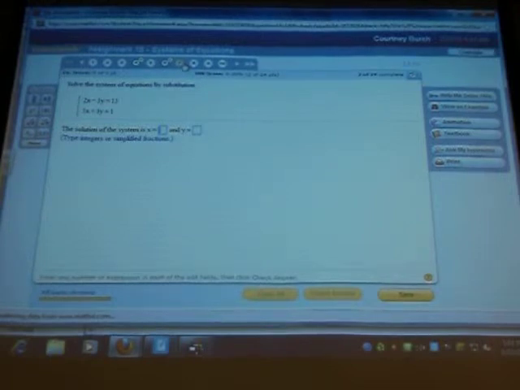Now why does it have that bracket on the left side? That just tells you it's a system of equations, so those two equations go together. Okay.